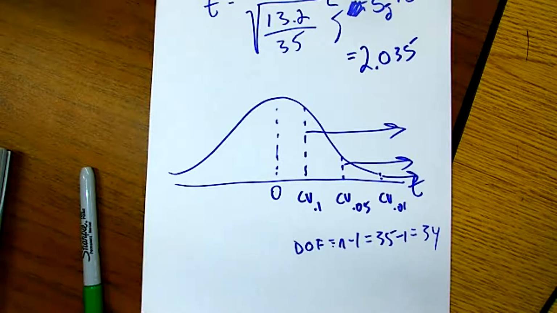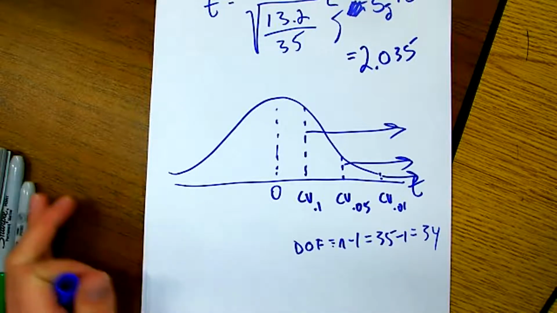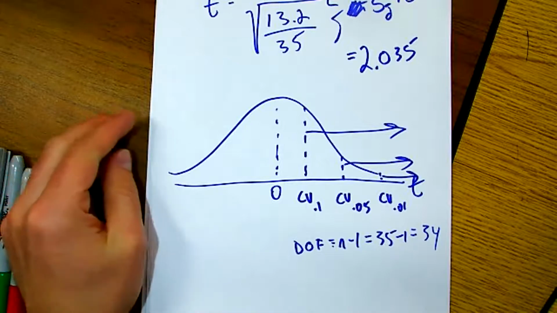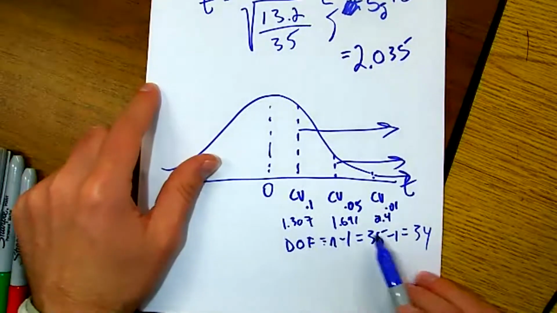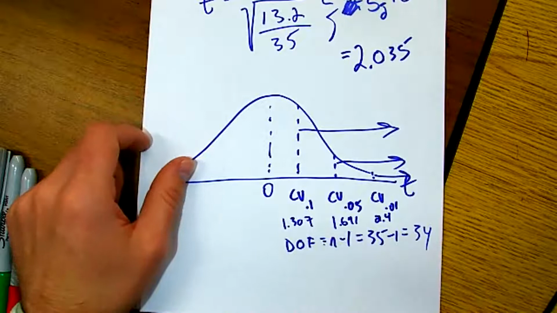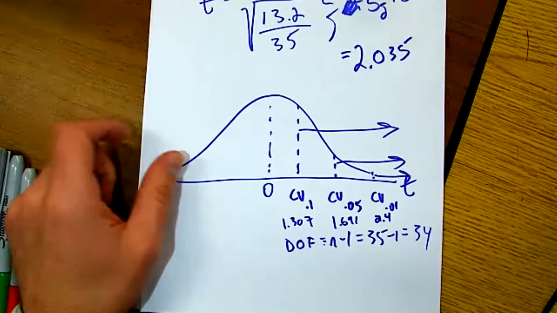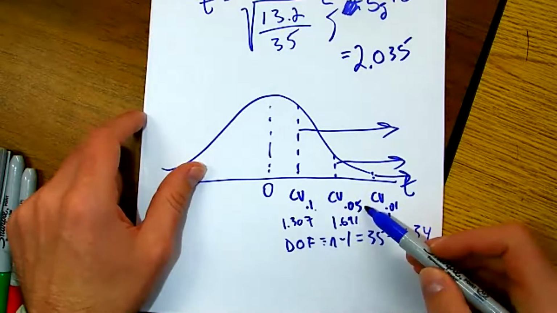Now, if I'm making my rejection decision, I already forgot what those values were, so let me go back and see my screen real quick. 1.307, 1.691, and 2.4 something. All right, so we just wrote those values here. Didn't leave myself a lot of room, but you can remember they correspond to alphas of 0.1, 0.05, and 0.01.